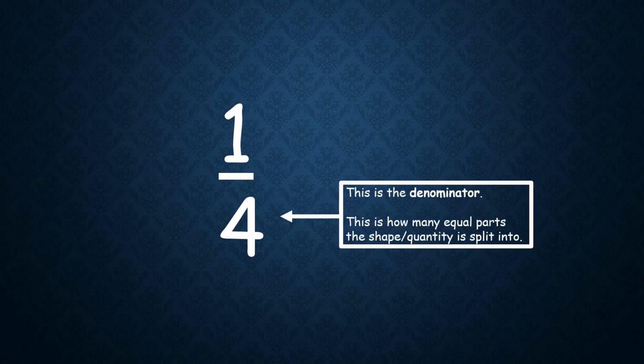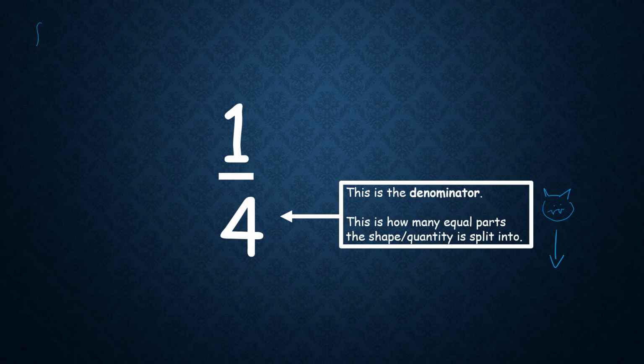Now, when we see a fraction, so 1 out of 4 or 1/4, we've got a top bit and a bottom bit. Our bottom number is something called the denominator, and I try and think of it as a demon, because if we think of demons being in hell, it goes on the bottom, so it goes down. So the denominator is how many parts the shape or the quantity will split into.